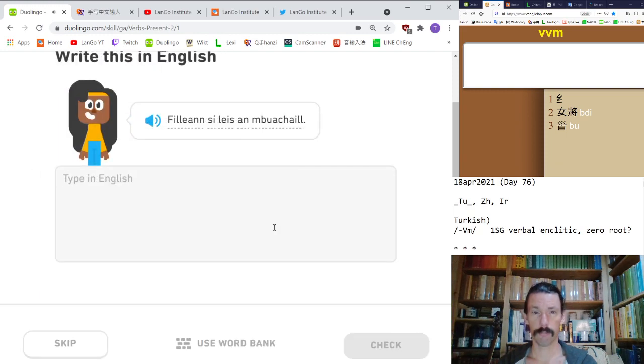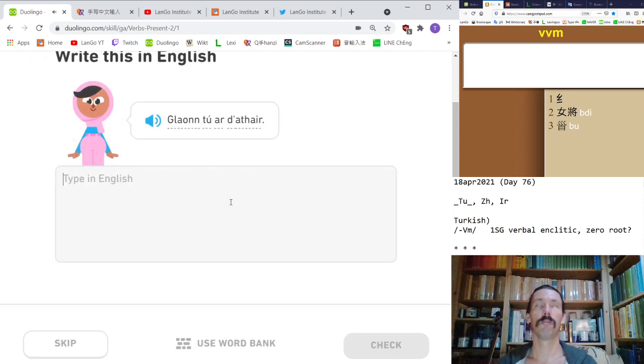Filleann sí leis an mbuachaill. So she, subject there, returns with the boy. Mutated here. Buachaill, starting with a B, the basic shape, nasalized by the preceding part. Leis an mbuachaill. Filleann sí, returns with, that's the basic word, the boy.